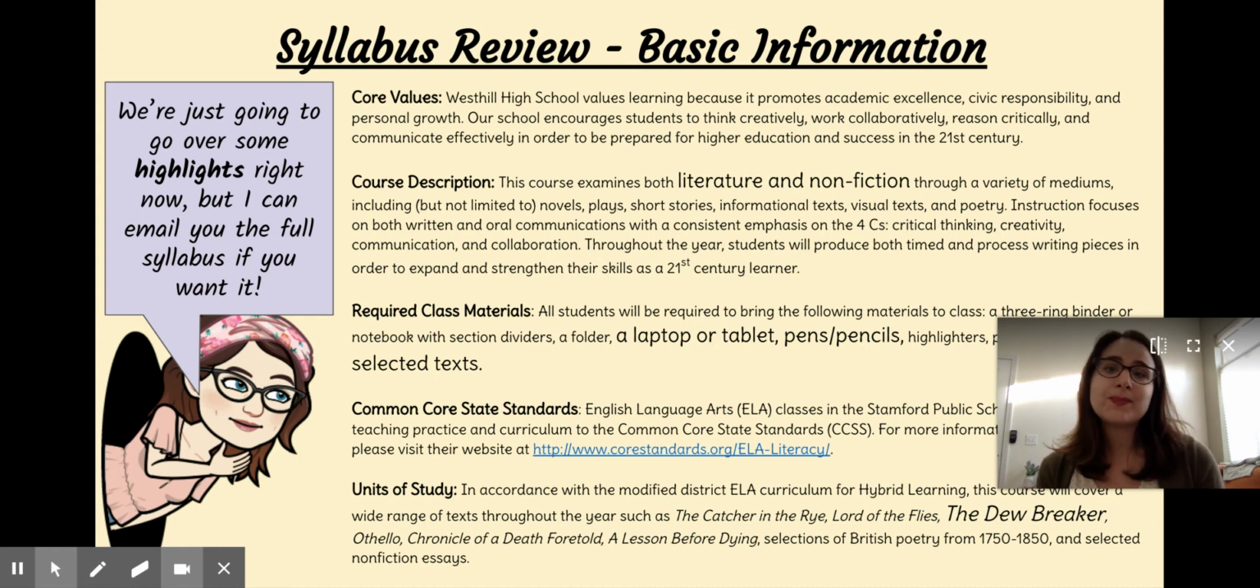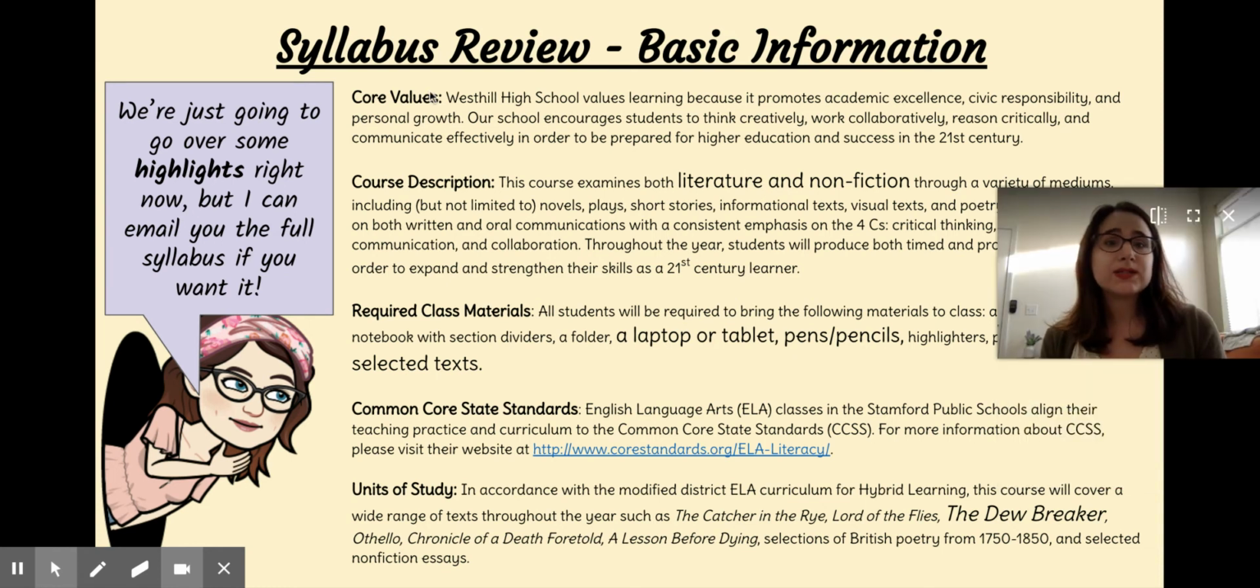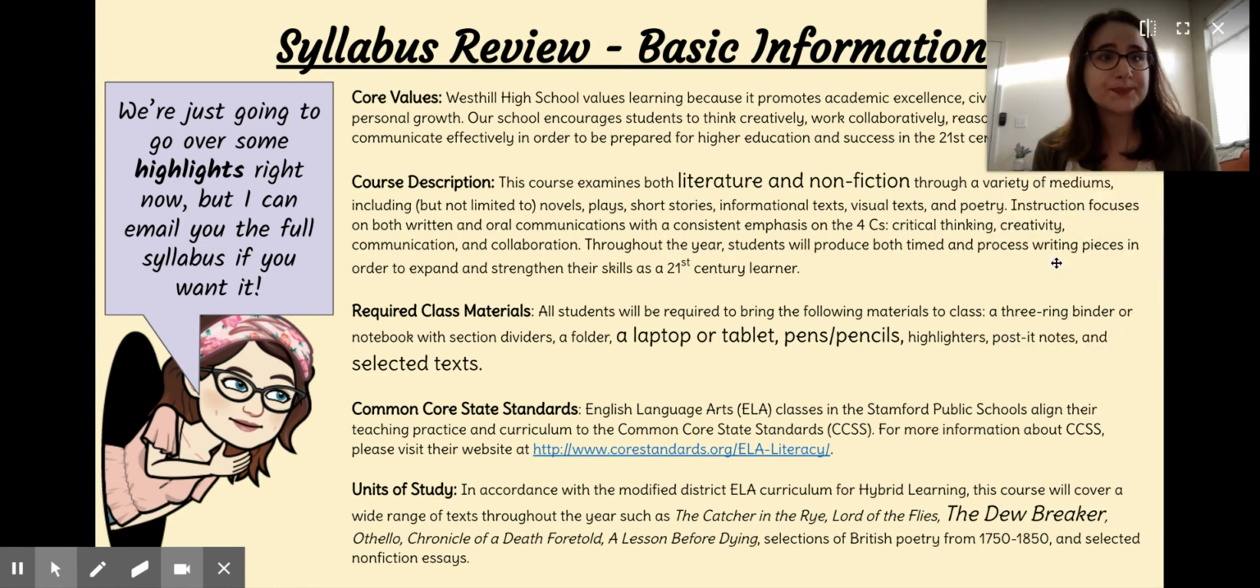So on this first page here, you'll see some basic information both about the school and the course. It begins with the core values, which are posted all over the website, so I'm not going to go over those in this presentation. The course description here, you'll notice that this course examines both literature and nonfiction. So the main goal here is that your child will be exposed to both fiction and nonfiction throughout the year, and they'll read and write about what they read in different forms.